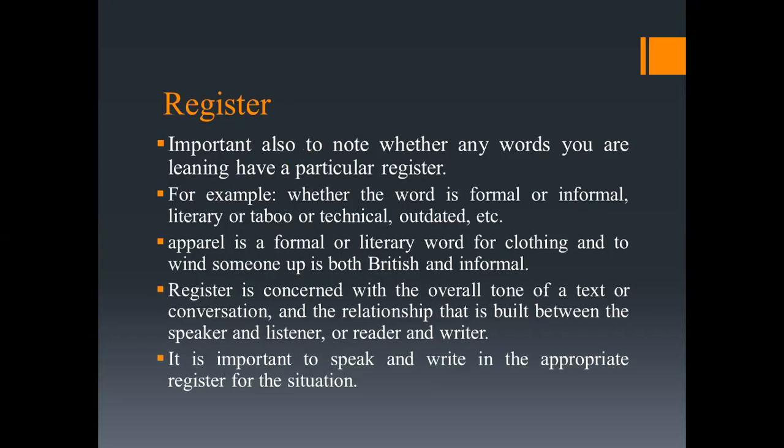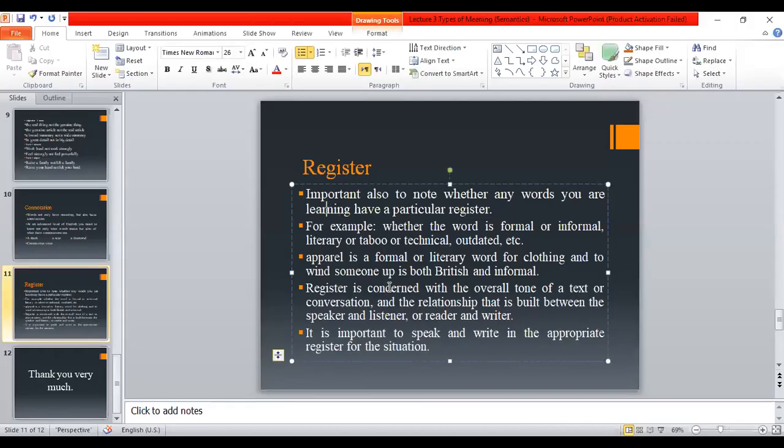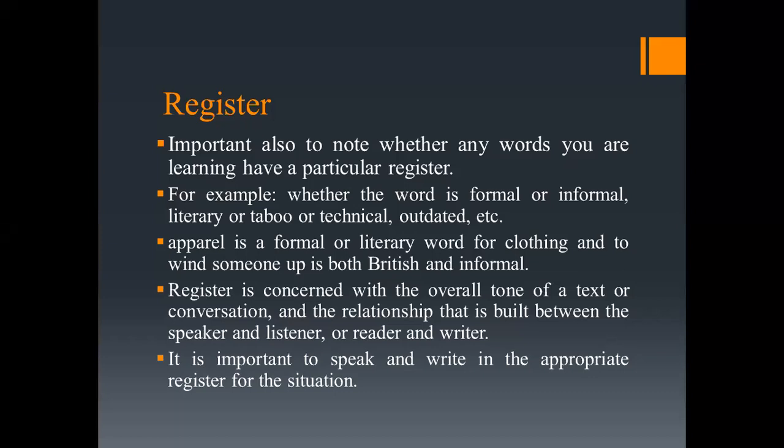Register. Sorry, register. It is also important to note whether any word you are learning has a particular register or not. यानी कि जो आप वर्ड सीख रहे हैं क्या उसका कोई स्पेसिफिक रजिस्टर भी है या नहीं, टेक्निकल मीनिंग भी है या नहीं. For example, whether the word is formal or informal, literary or taboo or technical, outdated, etc. ये चीज़ें आपको रजिस्टर बताएगा. There are many words which are formal, there are many words which are informal. Similarly, there are many words which are neutral, and there are words which are offensive, taboo, which are slang words.